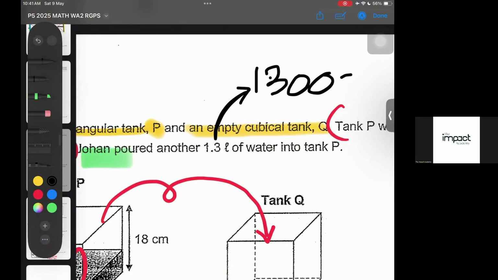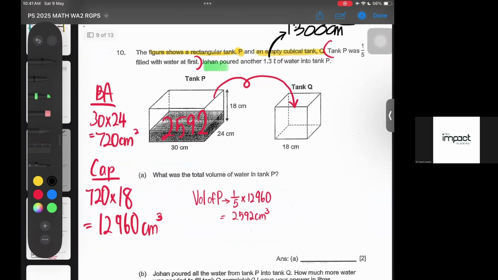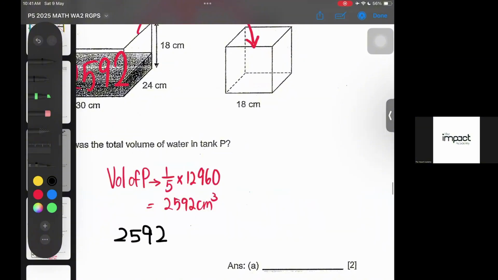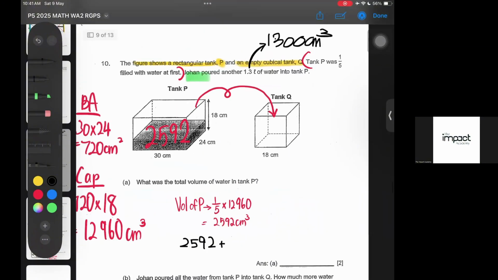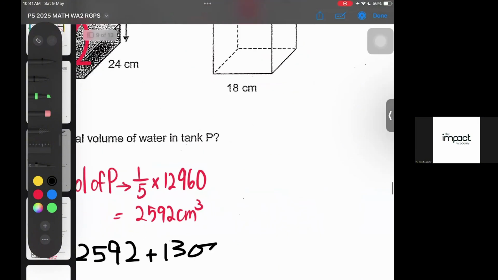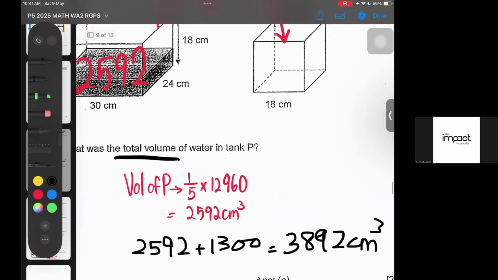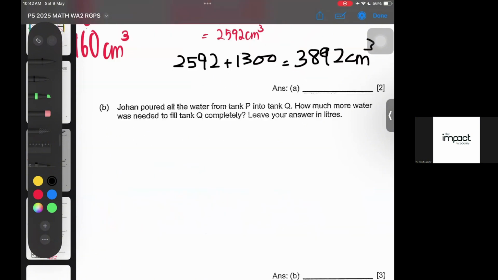1,300 centimeter cube is absolutely correct. So from here, you can see this basically is 2,592 plus what? 1,300. Very good. Plus 1,300, we get 3,892 centimeter cube, and that is the total volume of water in tank P.